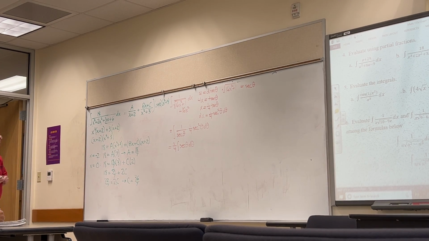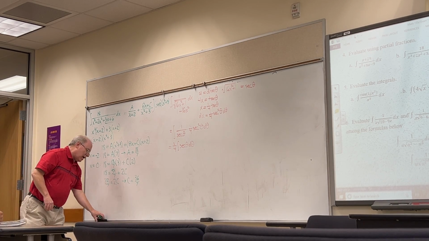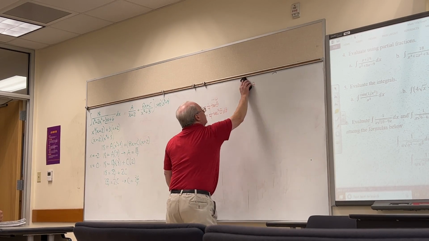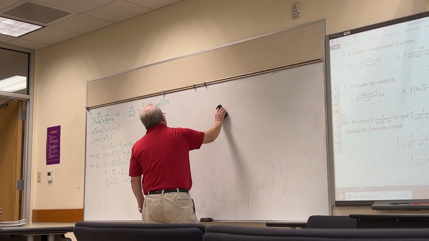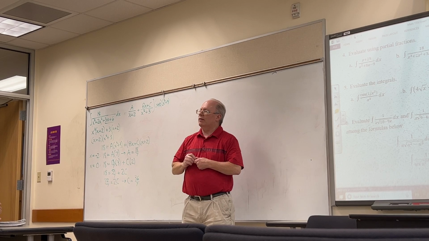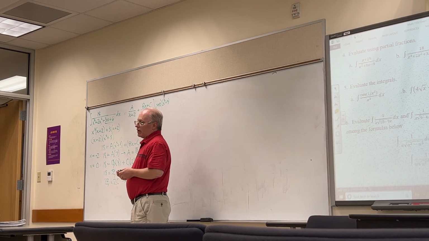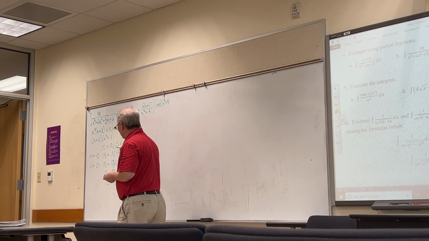Alright. So we've got A and we've got C, so we need to plug in a third number to get the value of B. So what's a third number we could plug in? We could use x equals 1. There's no obvious choice, but 1 is an easy number to plug in.